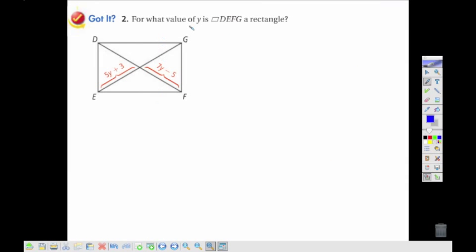So if we want this to be a rectangle and the diagonals both bisect each other and are equal to each other, then all 4 of these parts would be the same. So to solve this one, all we have to do is set the parts equal to each other. That'll give us 2y equals 8, or y equals 4.